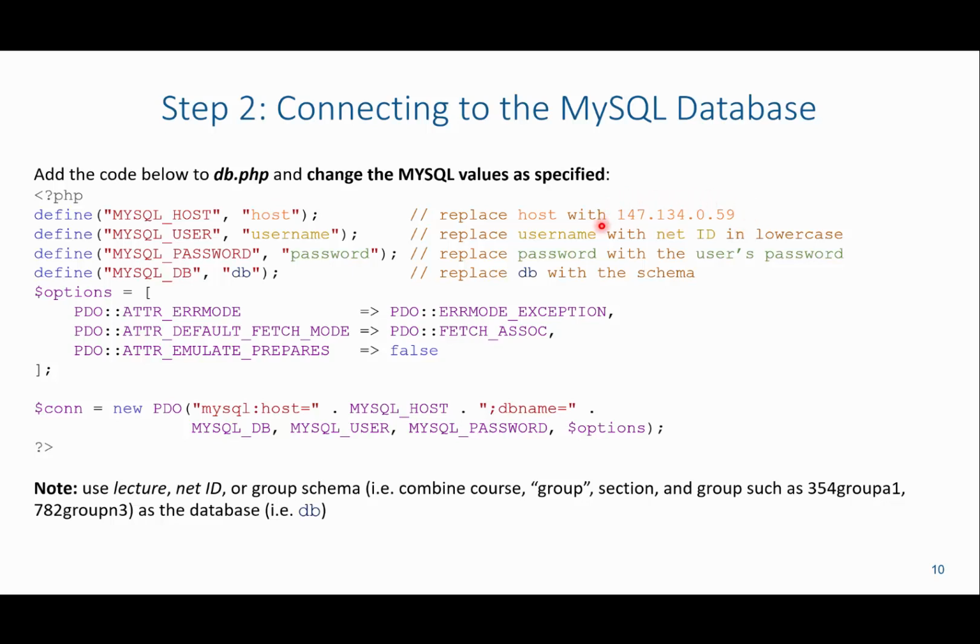So it would be 147.134.0.59. The next thing that you're going to use for your username is your net ID. And then for your password, you're going to use whatever you use to register for my web server.